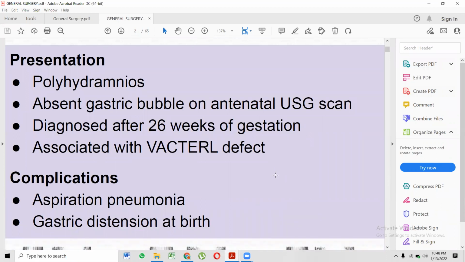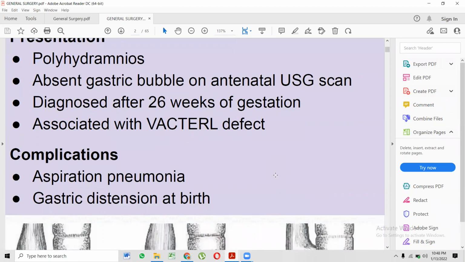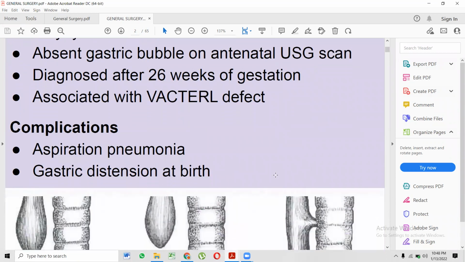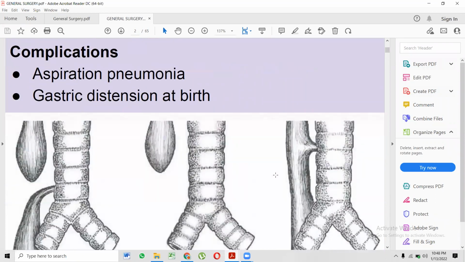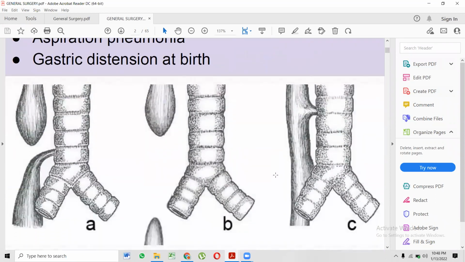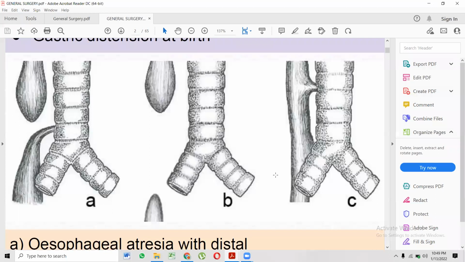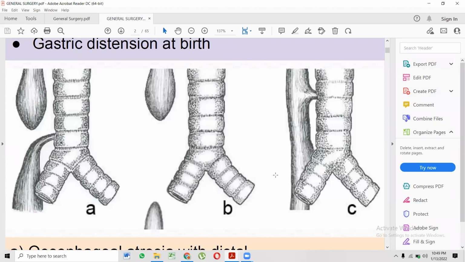What are the complications of esophageal atresia when a baby is born? It can lead to aspiration pneumonia and gastric distension at birth. There are usually three types of esophageal atresia along with tracheoesophageal fistula.